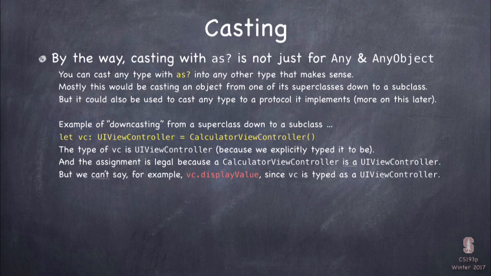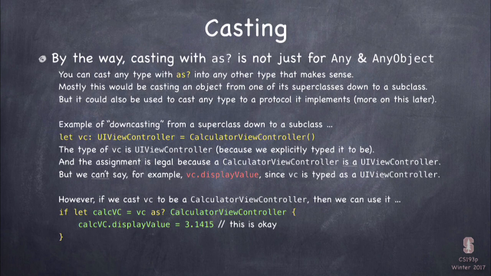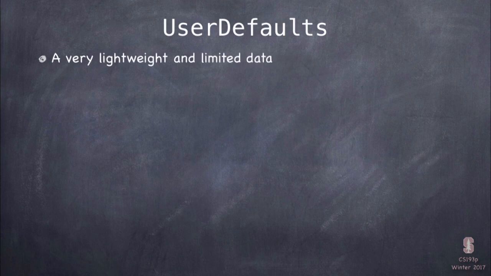But if I assign it like this, with this typing, I cannot say VC.displayValue. Because displayValue is a var in calculator view controller, and VC is of type UI view controller. Even though it points to a calculator view controller, from Swift's perspective, it's typed as VC, and Swift is strongly typed. Okay? So if I wanted to send display value, I would have to say, if let calcVC equal VC as a calculator view controller, now I can send display value to calcVC. You see? Because it's the type that you actually type it as that matters, not what it's pointing to. So you have to use as to get it to be something that you really want to use.